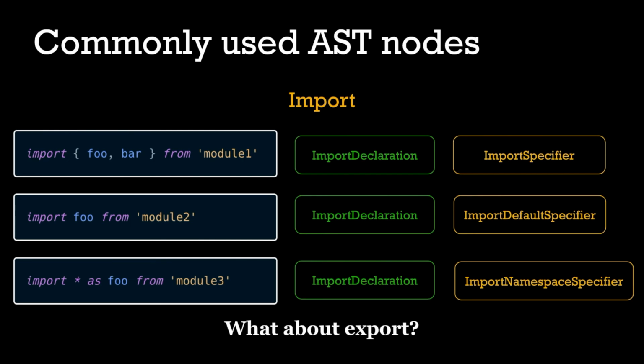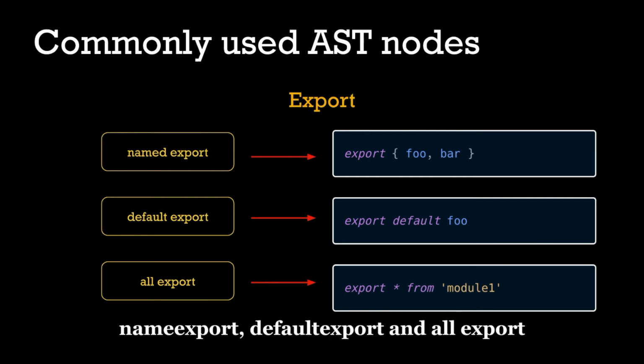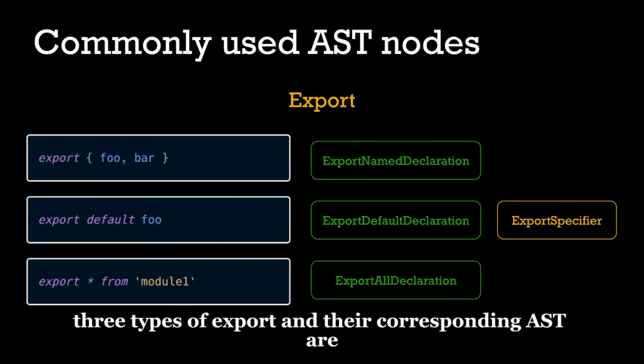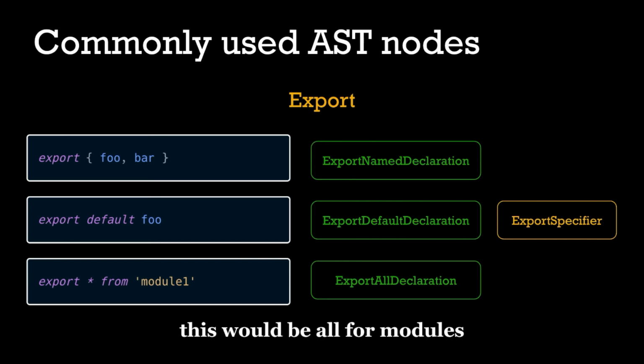And what about export? Export has three syntaxes: named export, default export, and export all. An example is also given on the right side. And these three types of export and their corresponding AST are export named declaration, export default declaration, and export all declaration. Okay, so this will be all for module.